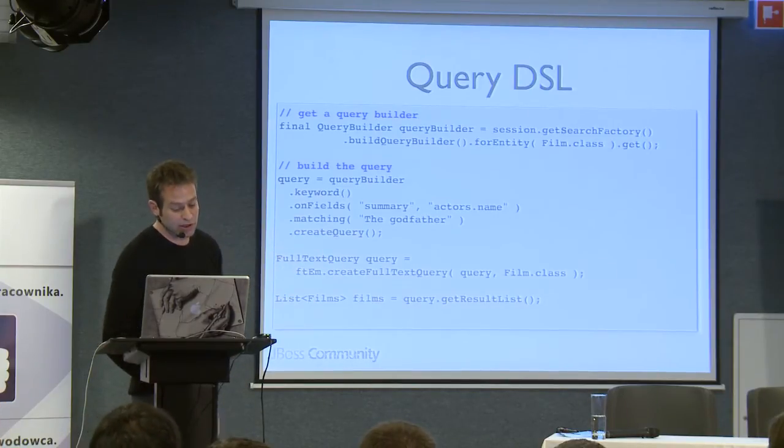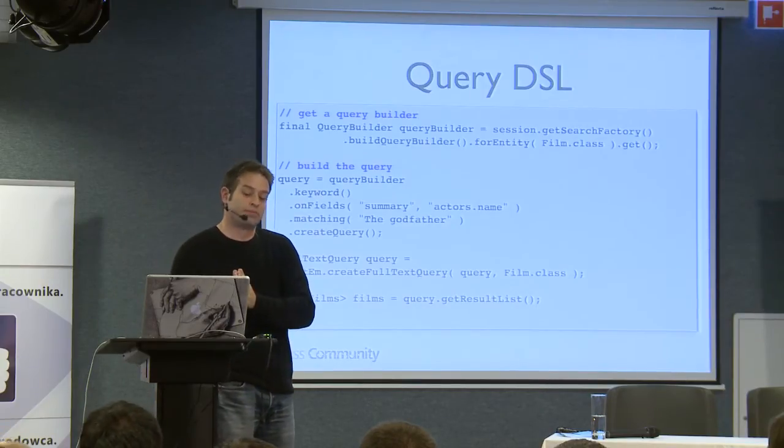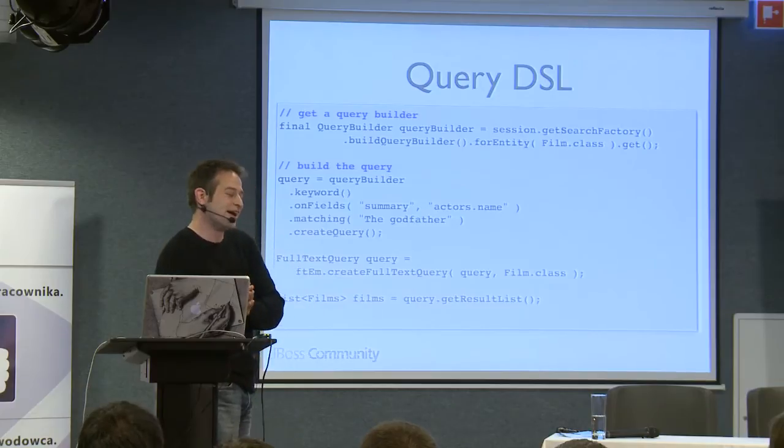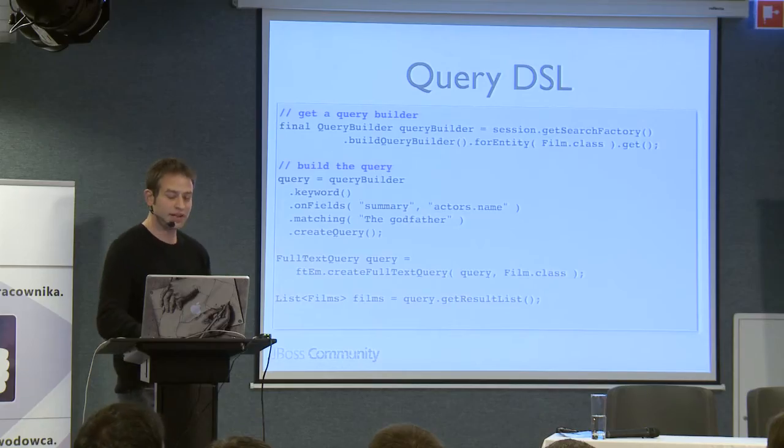And you call query get result list, and you're getting back a list of film instances which are managed by Hibernate, so they are connected to the database, there's an open session, and all of the film instances are matching your search criteria, the godfather. Does that make sense?